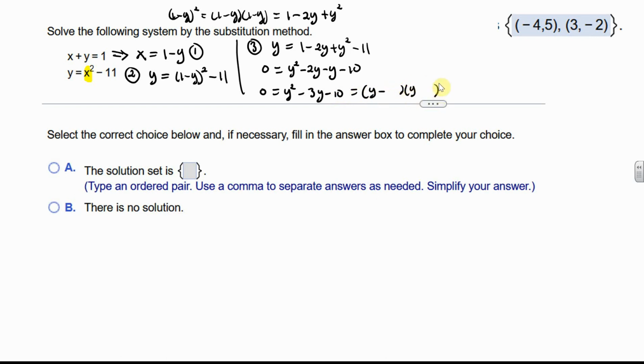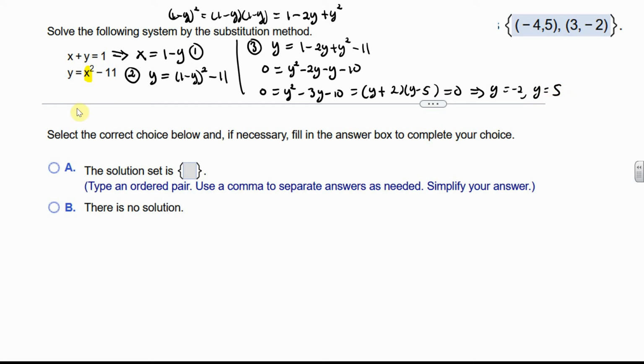I need two numbers that when I multiply I get negative 10, but when I add them I get negative 3. Look at the factors of 10. We're thinking 2 and 5, right? So I'm going to put a 2 here, a 5 there. And which one is minus? The biggest one is minus because the result here is minus 3, and this number here is positive. That's set equal to 0. So that means that y is equal to negative 2 and y is equal to 5.